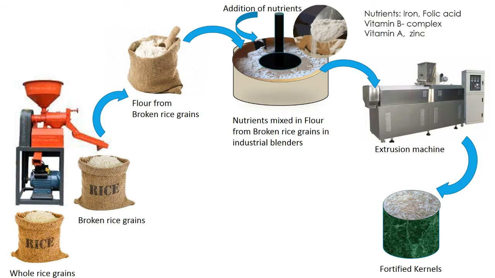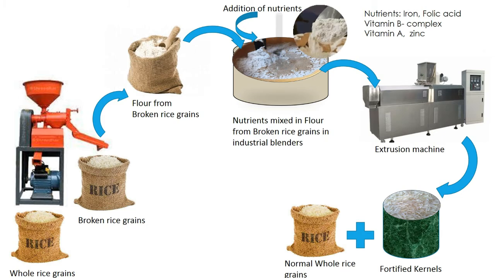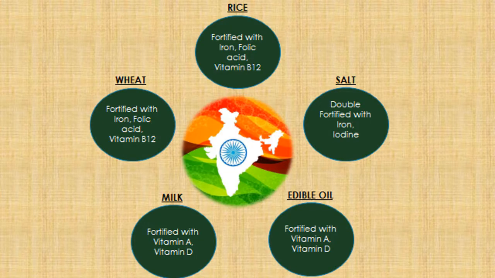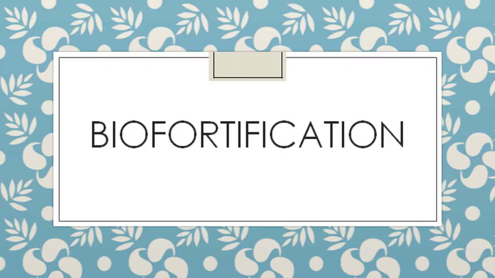Rice kernels can be fortified with several micronutrients such as iron, folic acid, other B complex vitamins, vitamin A, and zinc. There are many fortified food items available in the market. You can easily differentiate between fortified and non-fortified food items because of the presence of a plus F symbol on their packages. Iodized salt is also fortified, but the symbol is not mandatory for it.